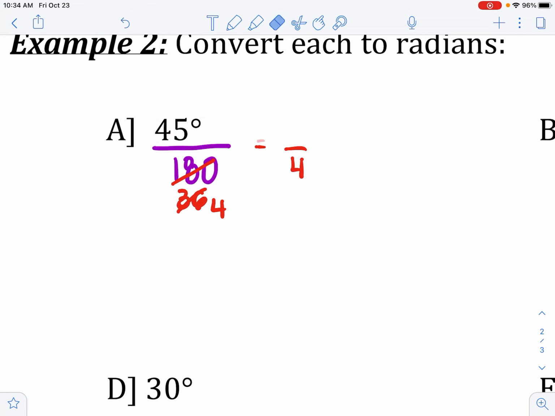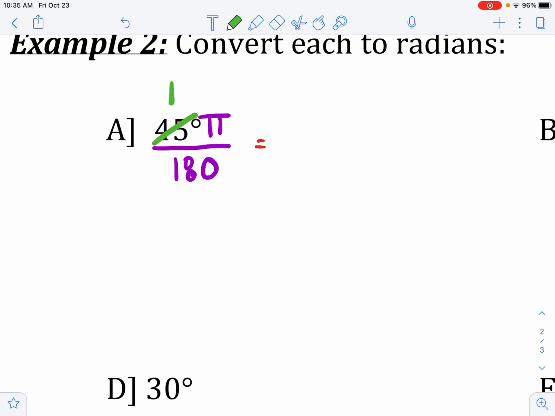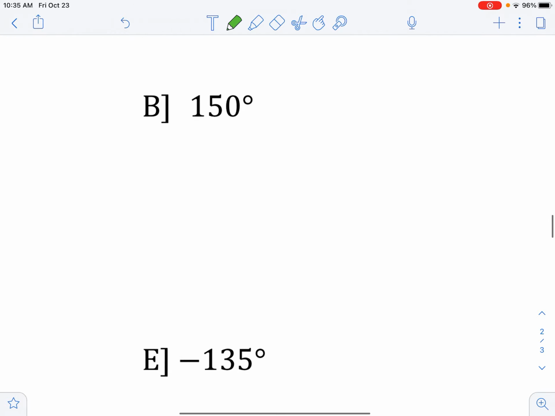But a faster way of doing, oh, I don't want to erase all of that. Come back. A faster way of doing that is to say, what's the biggest number that goes in there? The biggest number that goes into 45 and 180 is 45. 45 goes in here once. 45 goes in here 4 times. It's pi over 4. Right? So you can get there no matter what, unless you make silly mistakes like I just did.